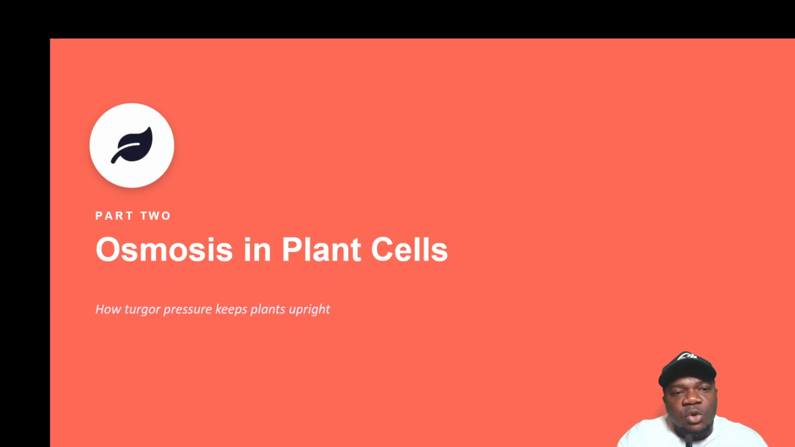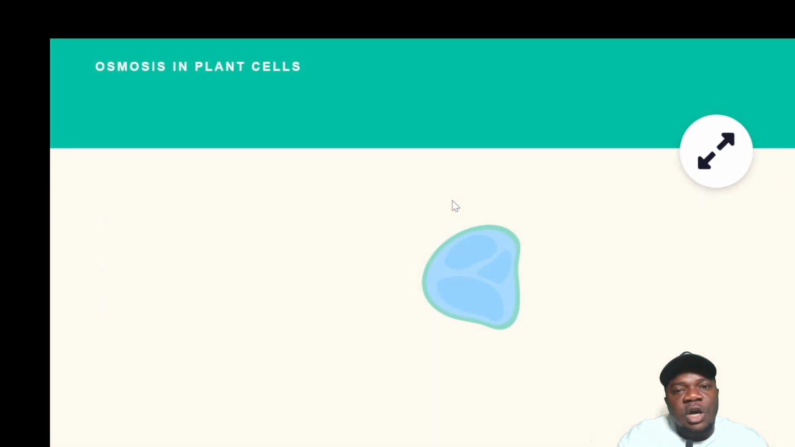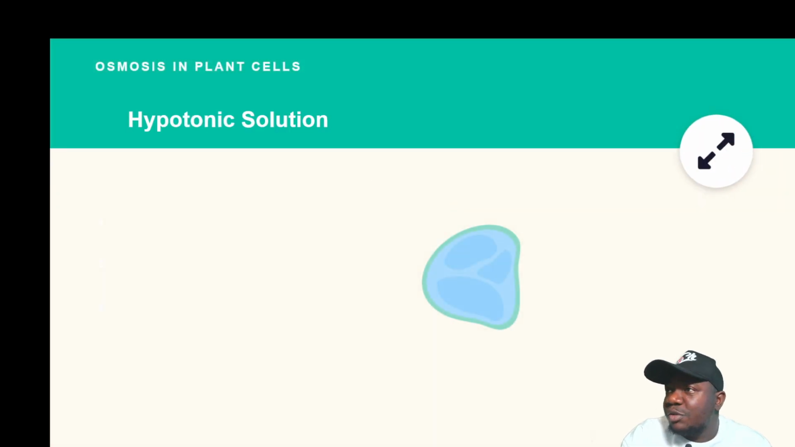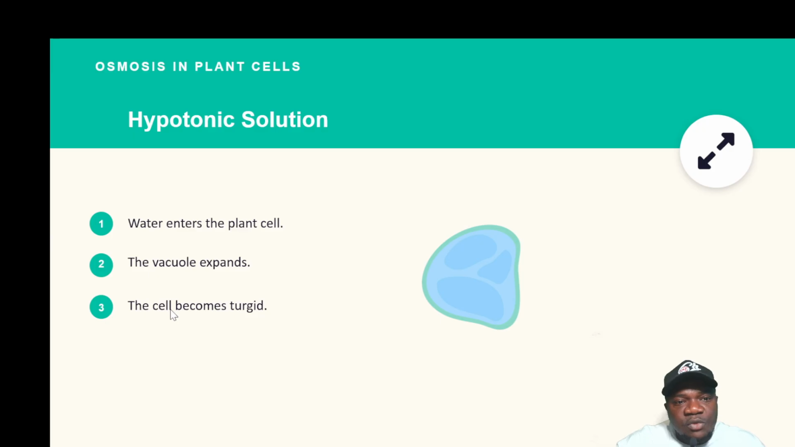Okay, so now we're going to go through osmosis in plant cells. We'll see how osmosis impacts plant cells. In a hypotonic solution, which is not a strong solution, a solution like distilled water, what happens to the plant cell is that water tends to enter the cell. The vacuole expands when water enters, and this is an example of a plant vacuole. What happens to the cell? The cell becomes turgid.